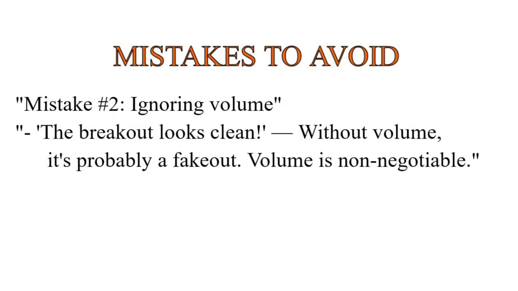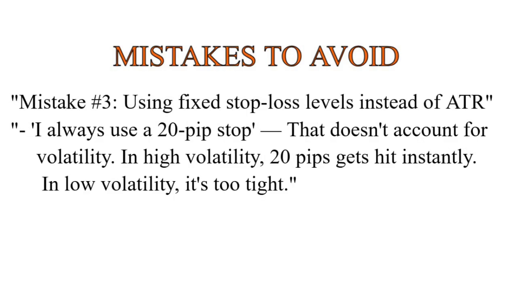Wait. Mistake number 2, ignoring volume. The breakout looks clean. Without volume, it's probably a fakeout. Volume is non-negotiable. Mistake number 3, using fixed stop-loss levels instead of ATR. I always use a 20 pip stop. That doesn't account for volatility. In high volatility, 20 pips gets hit instantly. In low volatility, it's too tight.